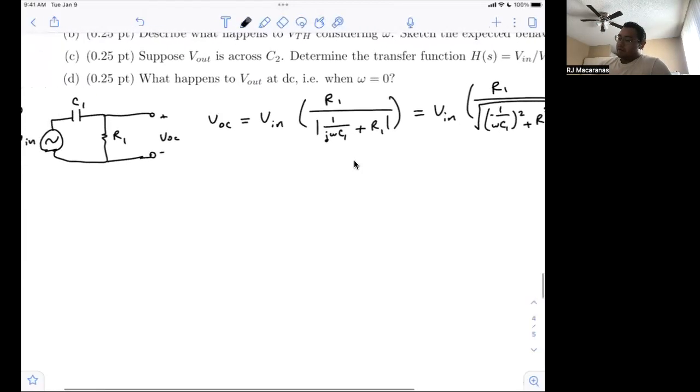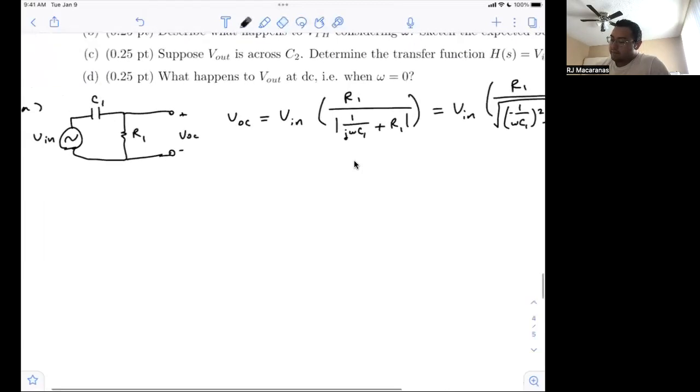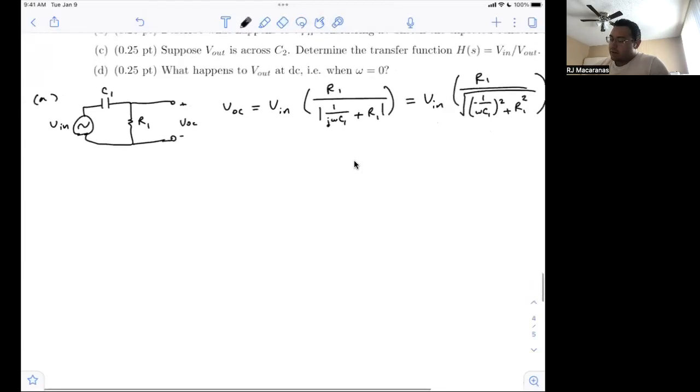Hopefully that makes sense. You could alternatively figure out what the current is, and that would be I times R1, but you should be able to arrive at the same result there. So just stick to that. We found the open circuit voltage. And the next thing that we want to do is figure out the short circuit current.